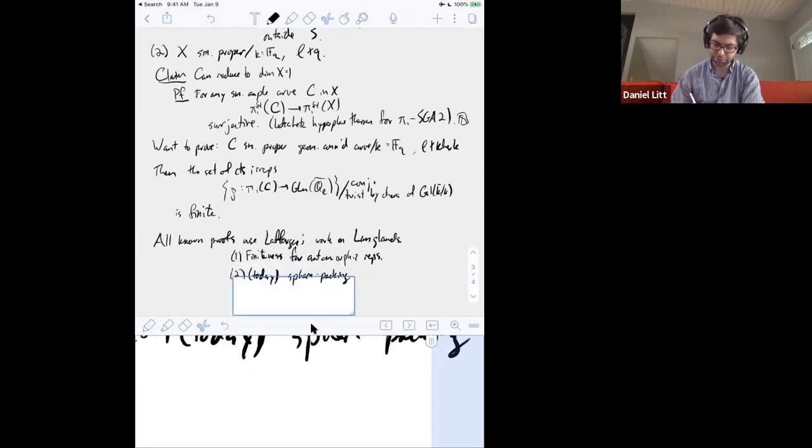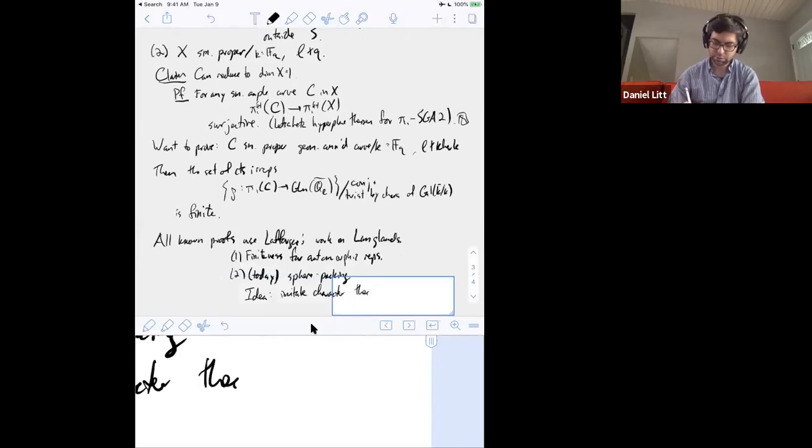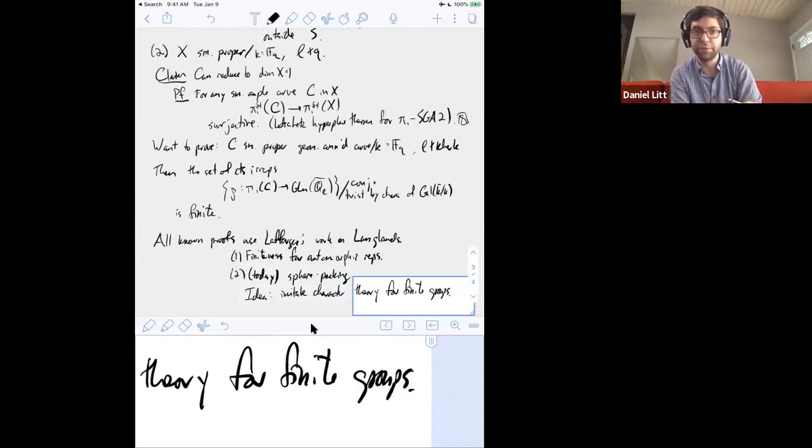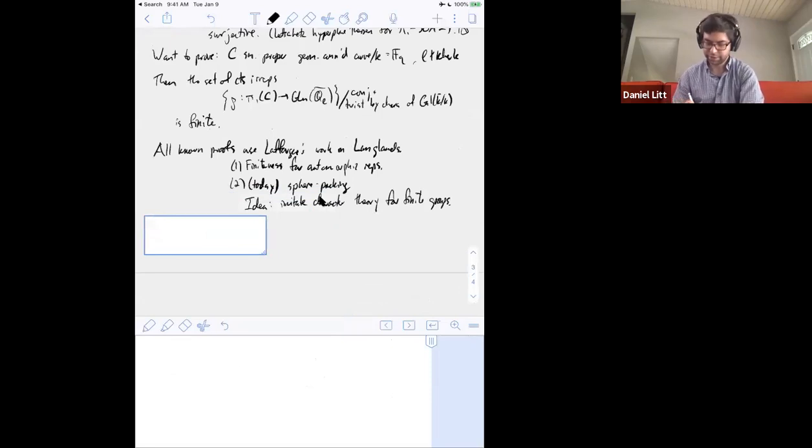Okay, and the idea of this proof is to imitate character theory for finite groups. All right, so that's what I'm going to explain for the rest of the talk. So before I start explaining it, are there any questions? All right. So I guess let's start.